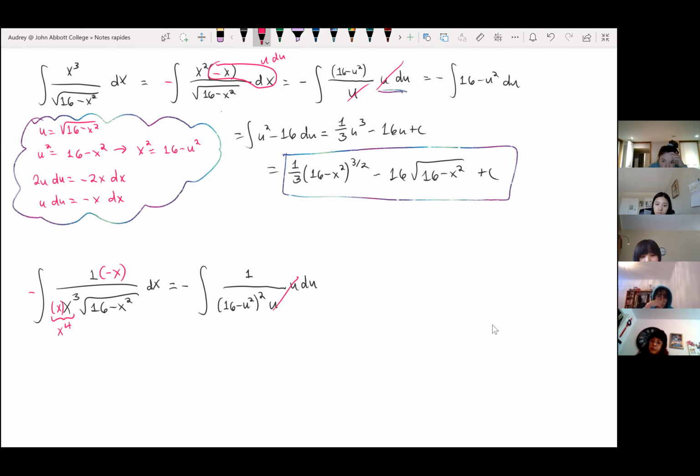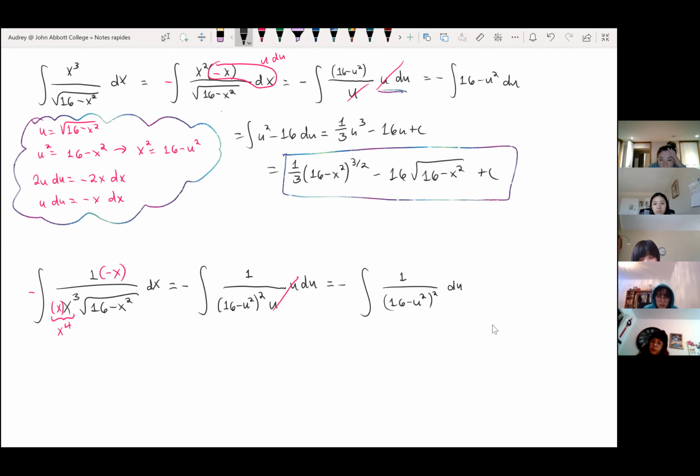And you can still go through a substitution. Absolutely, Amelia, if they were next to the 5 on the top. So in this particular case, this turned into 16 minus u squared, squared on the bottom.